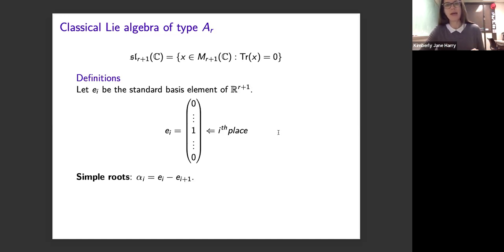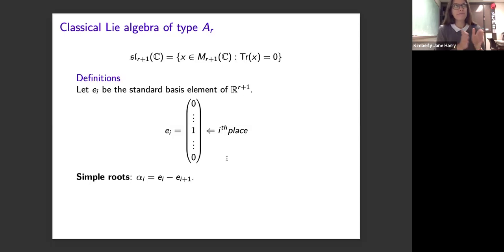to the r plus 1. And you can think of E as these vectors where the ith place is a 1. So when I'm looking at my simple root in type A, I'm going to think of it as alpha sub i, which equals E sub i minus E sub i plus 1. So these alpha sub i's are going to have a 1 in the ith place and a negative 1 in the i plus 1 place.